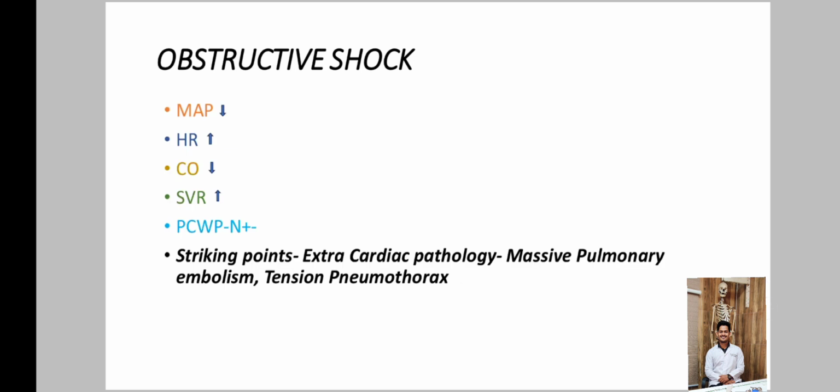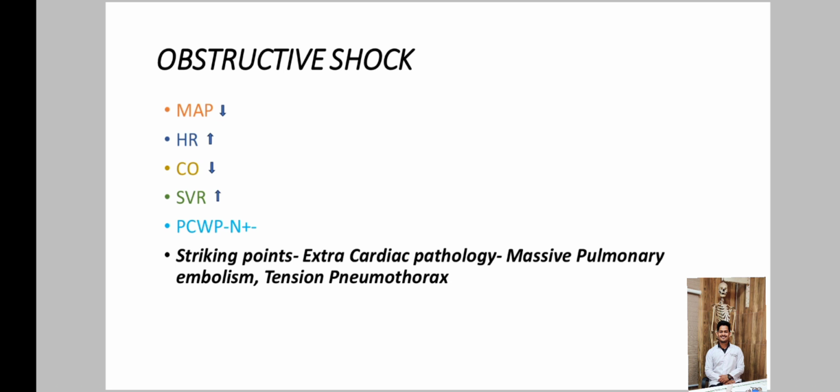Then we move to the next one, that is the obstructive shock. Many get confused between cardiogenic shock and obstructive shock, because all the parameters are almost the same. But as I have discussed before, in cardiogenic shock there will always be an increased pulmonary capillary wedge pressure. So that is the striking point.